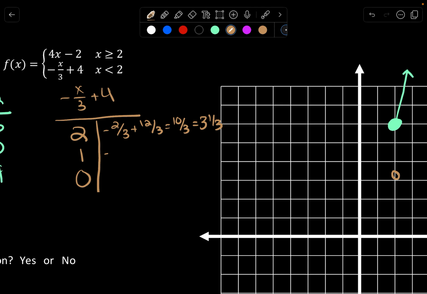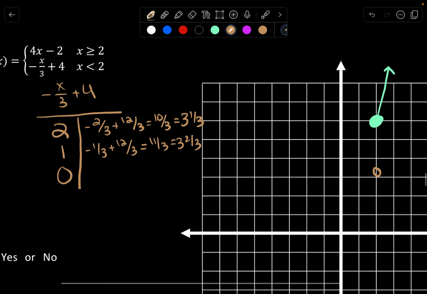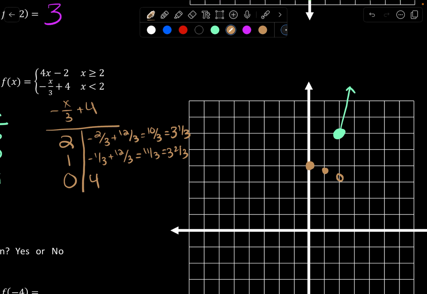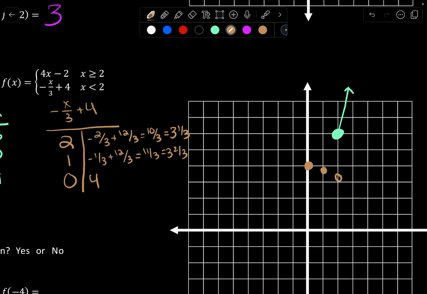If we plug in 1, we get negative 1/3. Again, we'll do 12/3. So we end up with 11/3, which is going to be 3 2/3. So just a little bit higher. And then if we plug in 0, we get 4. So no fractions for that one. All right, this is linear. It just has a slope of negative 1/3. So it's going to continue in this direction.